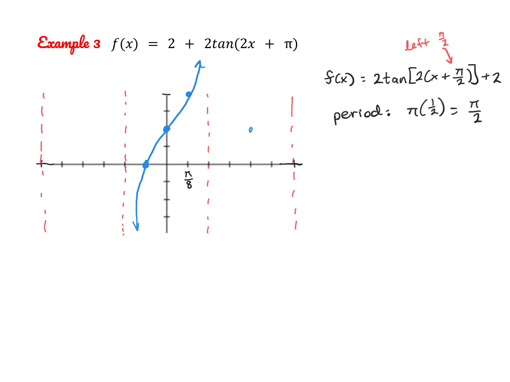And we can repeat that same pattern within each boundary of asymptotes. And we can do one more period here.